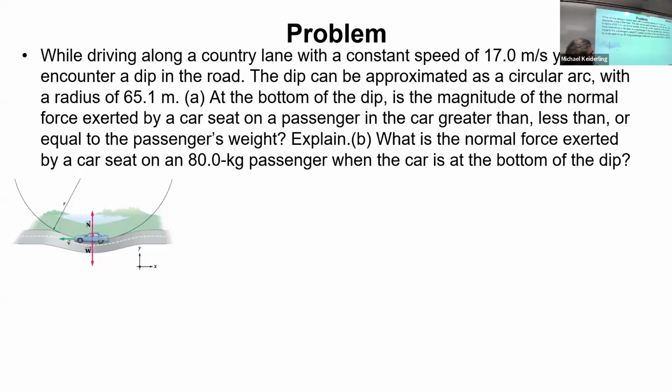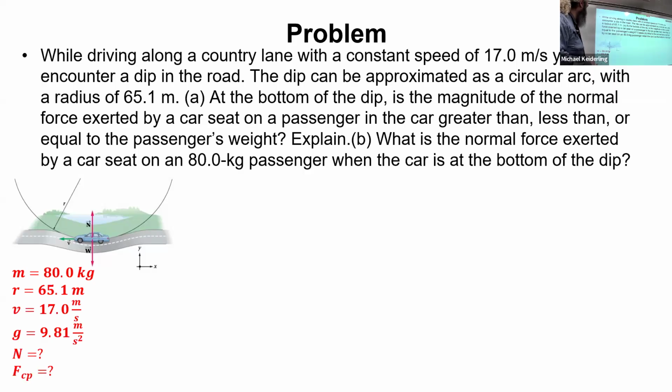Okay. So mass is 80. For part A, you're going to have more normal force than your passenger's weight, because you're accelerating upwards. Mass is 80 kilograms, radius is 65.1 meters, velocity is 17 meters per second, g is 9.81 meters per second squared. We want to find the normal force.